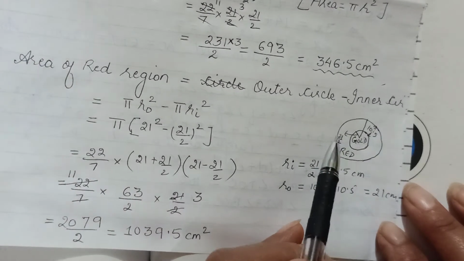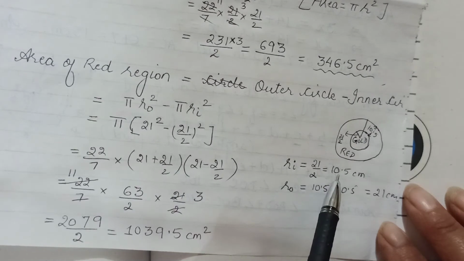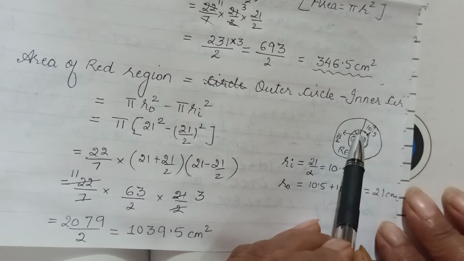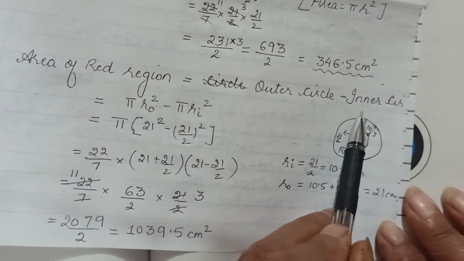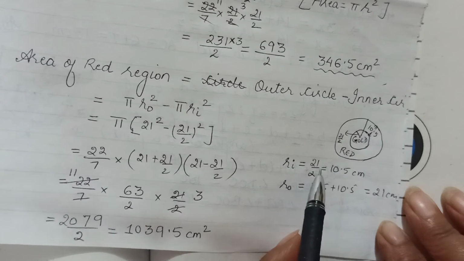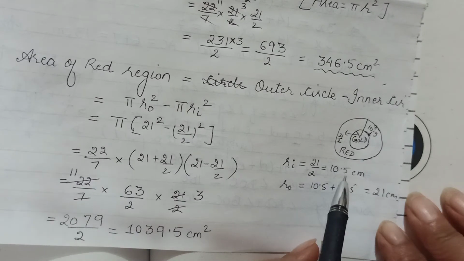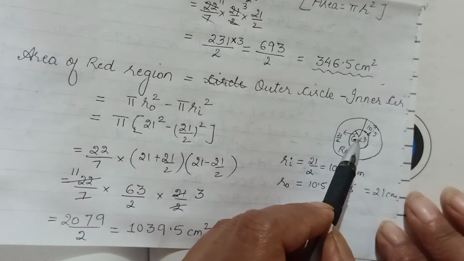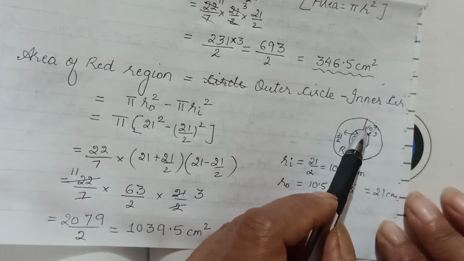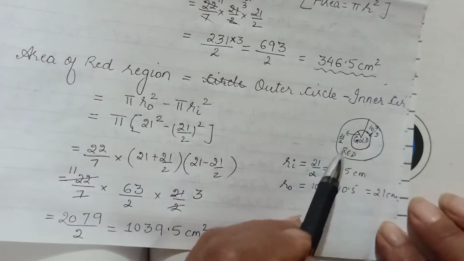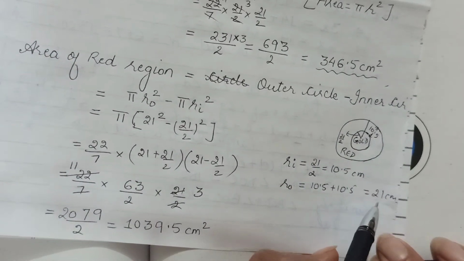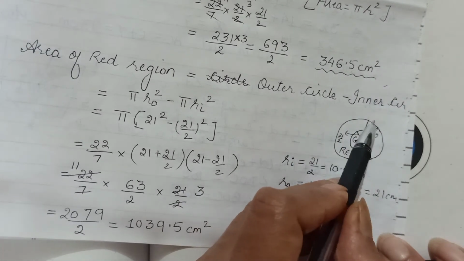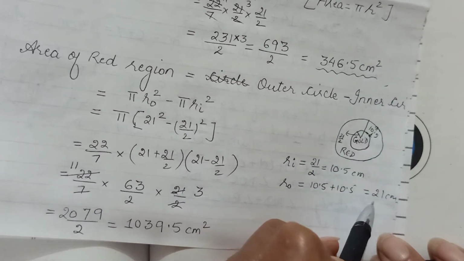So this inner radius was 21 by 2, which is actually 10.5 only. Then the width, as he told us, of each region is 10.5, which will obviously be equivalent to 21 by 2. So the outer radius will be 10.5 plus 10.5, or 21 by 2 plus 21 by 2, anyhow you do it. So the radius from the center to here, the circle having the red color, will become 21.